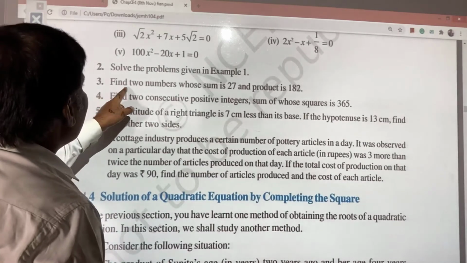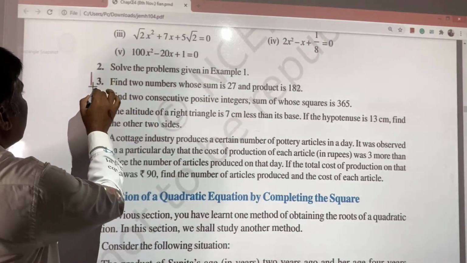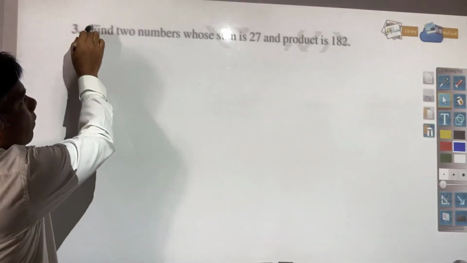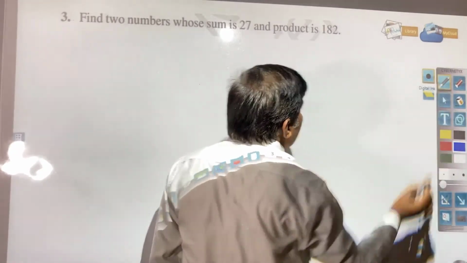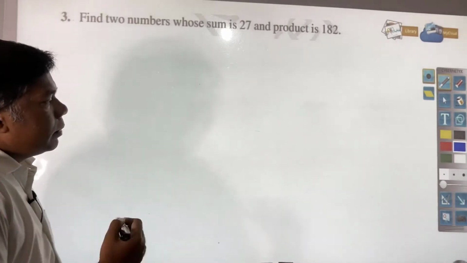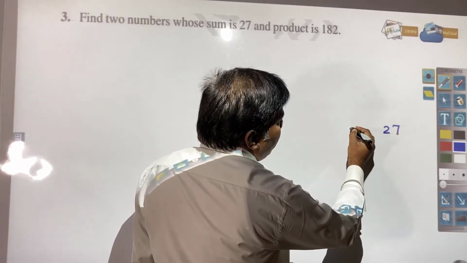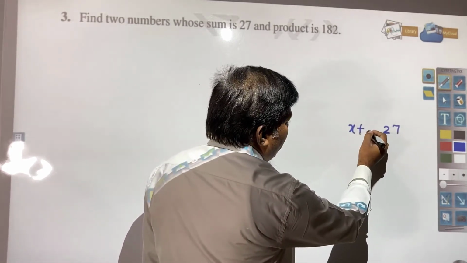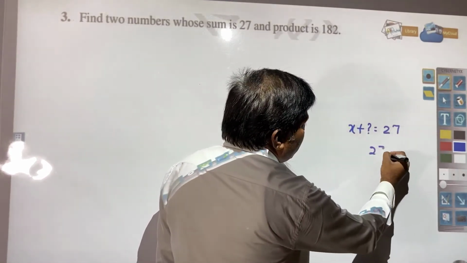Question number 3, find two numbers whose sum is 27 and product is 182. Here you see, the question we have: find two numbers whose sum is 27. If the sum is 27, one number you can assume x. The other number, if you need to find out, will be 27 minus x.